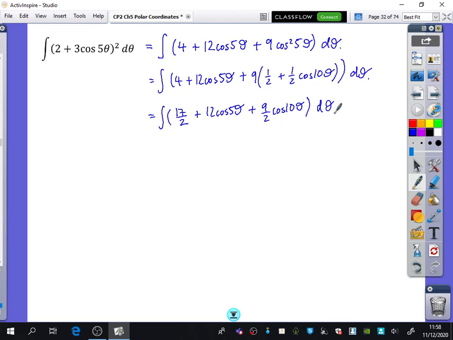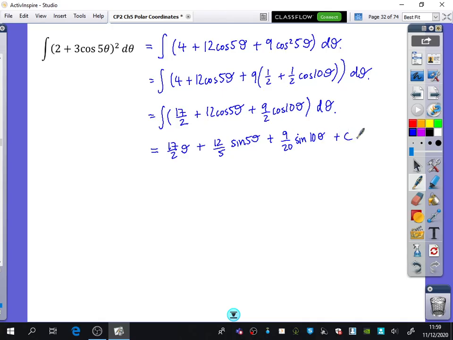Hopefully you've got to that sort of stage, or you're coming up to that stage soon. So I think you should have 17 over 2 theta, plus 12 over 5 sine 5 theta, minus 9 over 20 sine 10 theta plus c.